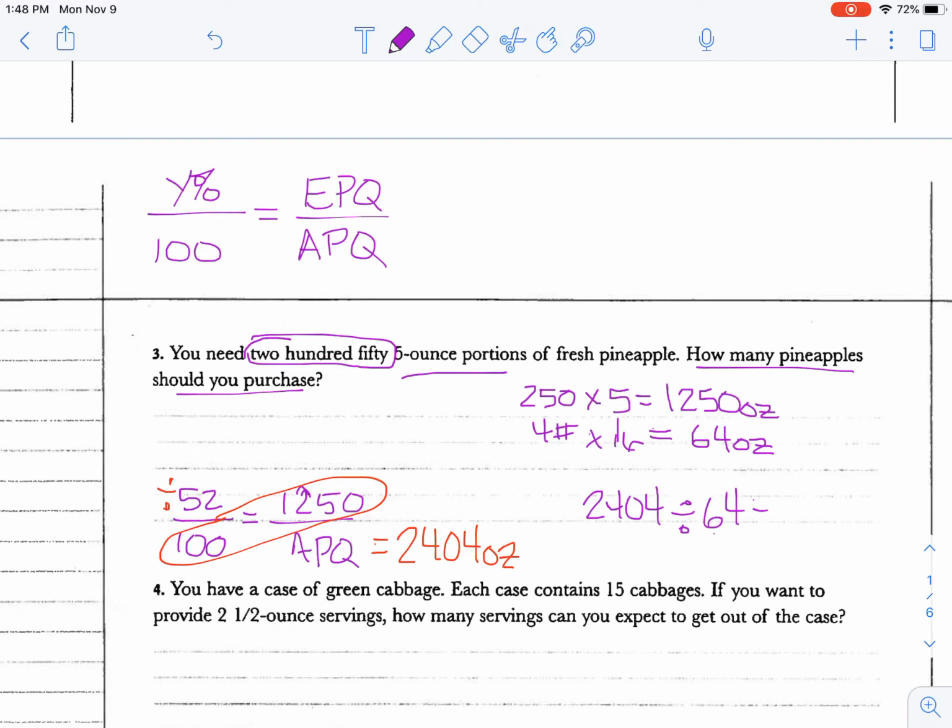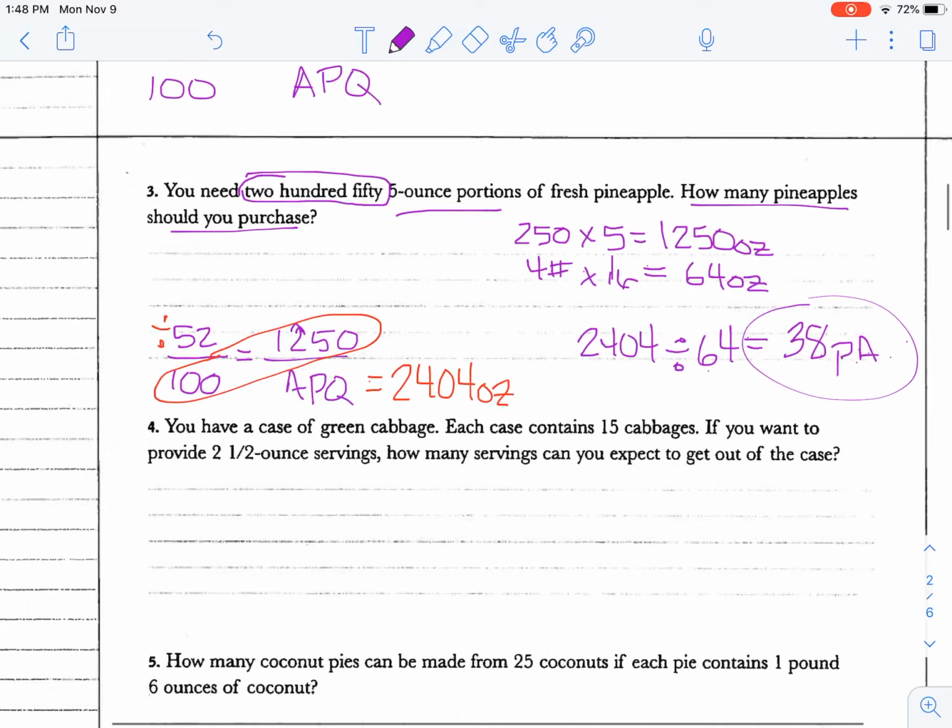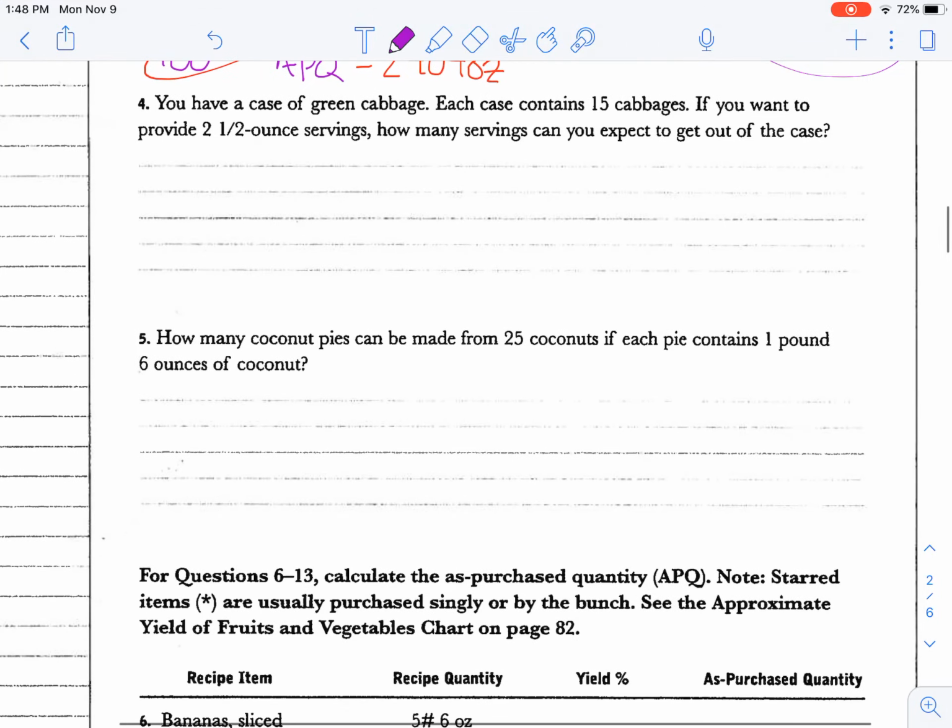And you get 37.5625. But you can't order part of a pineapple, so no matter what the rules for rounding say, you would always round it up. So in this case, you would order 38 pineapples. All right, so let's look at the next problem here.